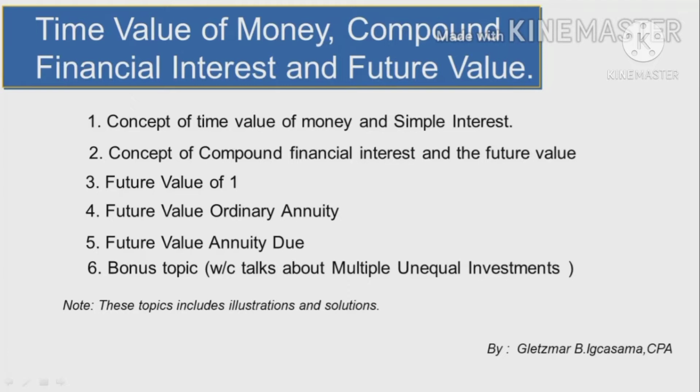Well, here's the list of the subtopics. Number 1, concept of time value of money and simple interest. Number 2 is the concept of compound financial interest and the future value. Number 3 is all about future value of 1. Number 4 is future value ordinary annuity. Number 5 is future value annuity due. And the bonus topic, which talks about multiple and equal investments. It is important to note that these topics include illustrations and solutions.